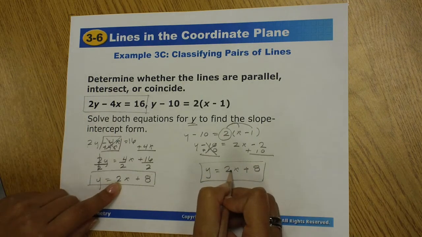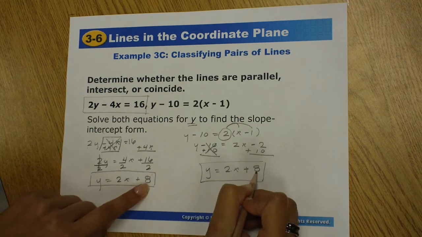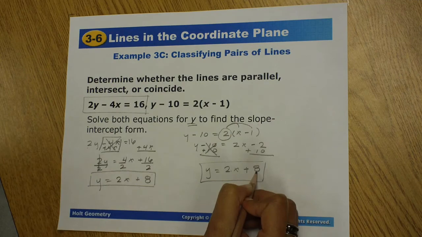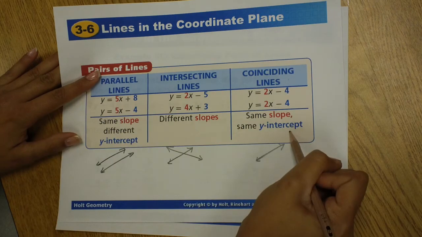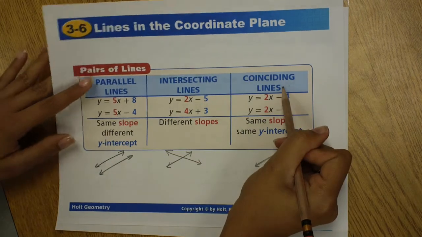The slopes are the same and the y-intercepts were the same. So if we look at the previous sheet, same slope, same y-intercept, my lines are coinciding.